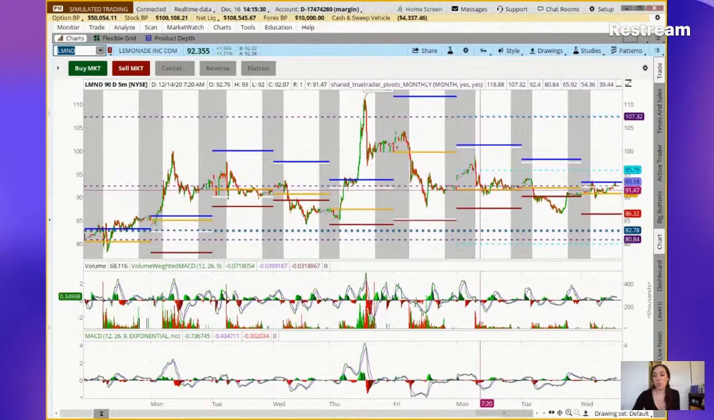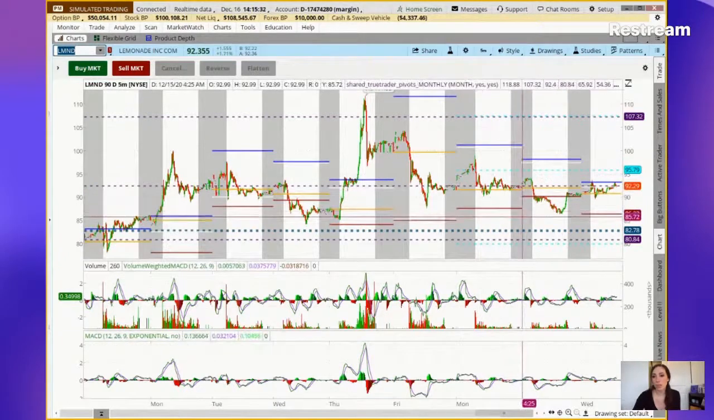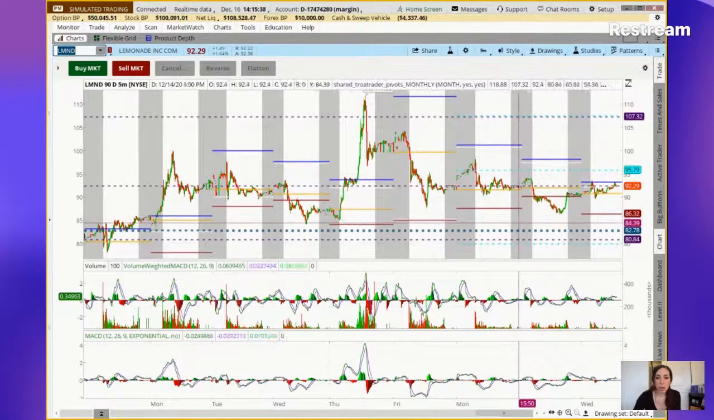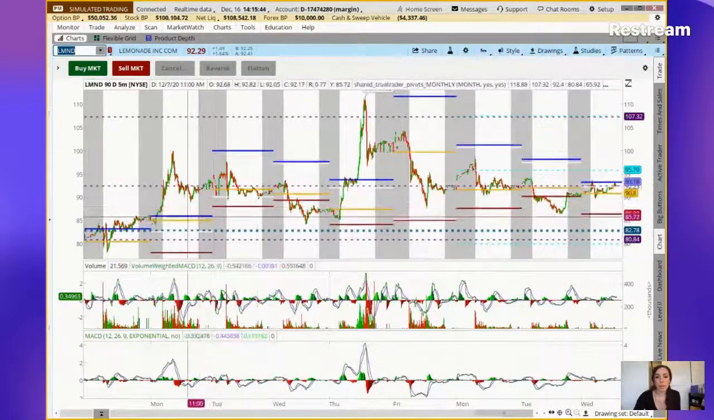And I shared with the podcast that my next buy level was at 84.40. And let me show you where that's at. It's right down here. And the reason why is because it's really near all of these lows of the day down here in the past few days there.